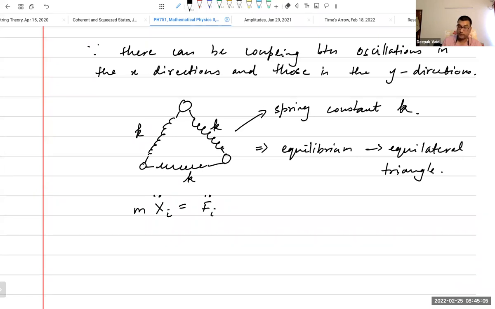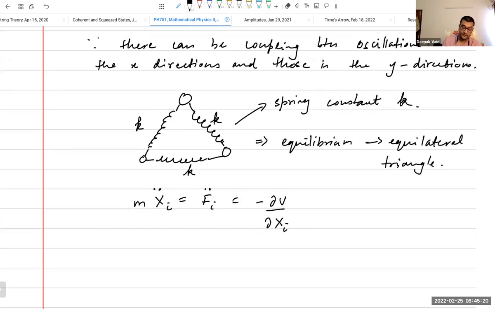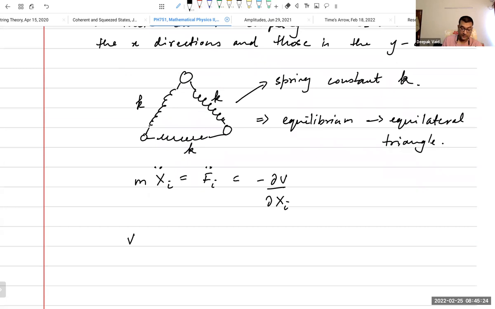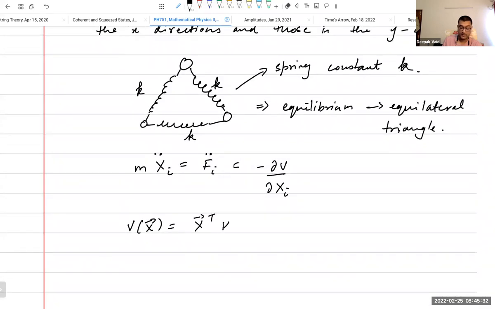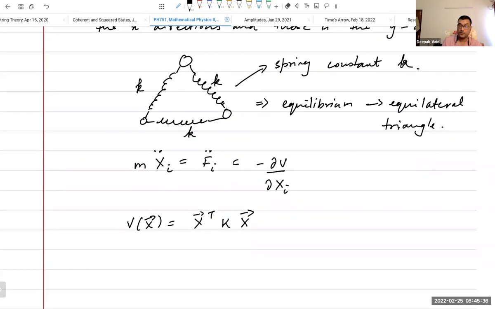So for each one of those coordinates individually, we have Newton's second law. And this can be written as the derivative of the potential function with respect to the ith component of this coordinate vector. And this potential now, as I explained, has this quadratic form. Okay. So if I expand the components, if I write down the indices explicitly, I can write it like this, right? Xj, Kij, Xi. Sum over i and j from 1 to n, right? So this is our potential function.